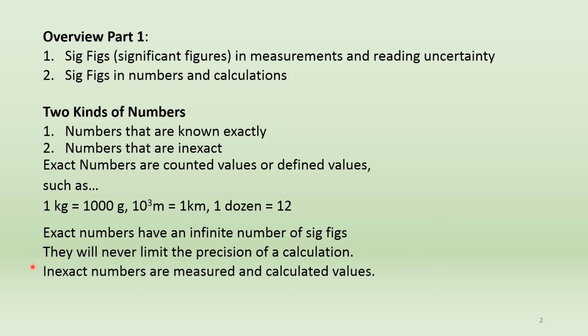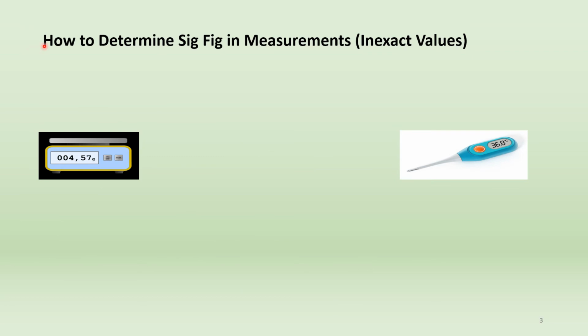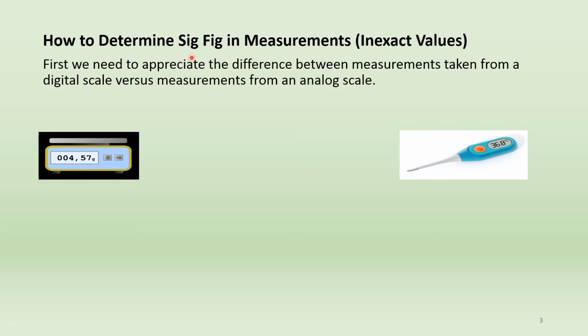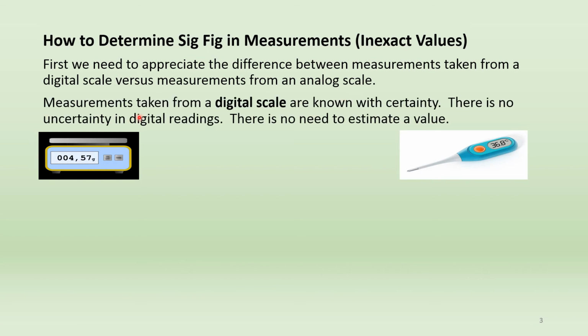We're going to spend the rest of our time on this video talking about inexact numbers that are either measured or calculated values. So how do we determine sig figs in measurements, which are an example of inexact values? Well, first you need to appreciate the difference between measurements taken from a digital scale versus measurements taken from an analog scale. Measurements taken from a digital scale are known with certainty, so there's no uncertainty in digital readings.